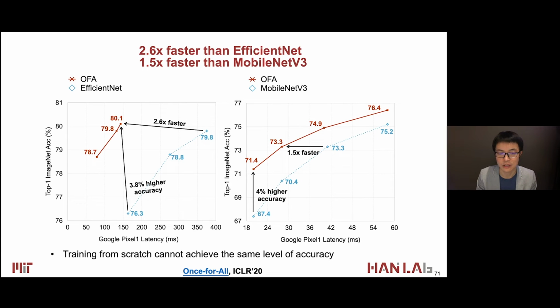It's about 2.6 times faster than the 79.8 top-1 accuracy EfficientNet. Or with a similar latency, roughly 150 milliseconds, it achieved 80.1% top-1 accuracy on ImageNet compared with 76.3%. On the right-hand side is the comparison with MobileNet version 3. Around 20 milliseconds, and by the way, this is without quantization. With quantization, the latency could be even shorter. It's about 4% higher accuracy, or with the same accuracy of 73.3%, once-for-all is about 1.5 times faster.